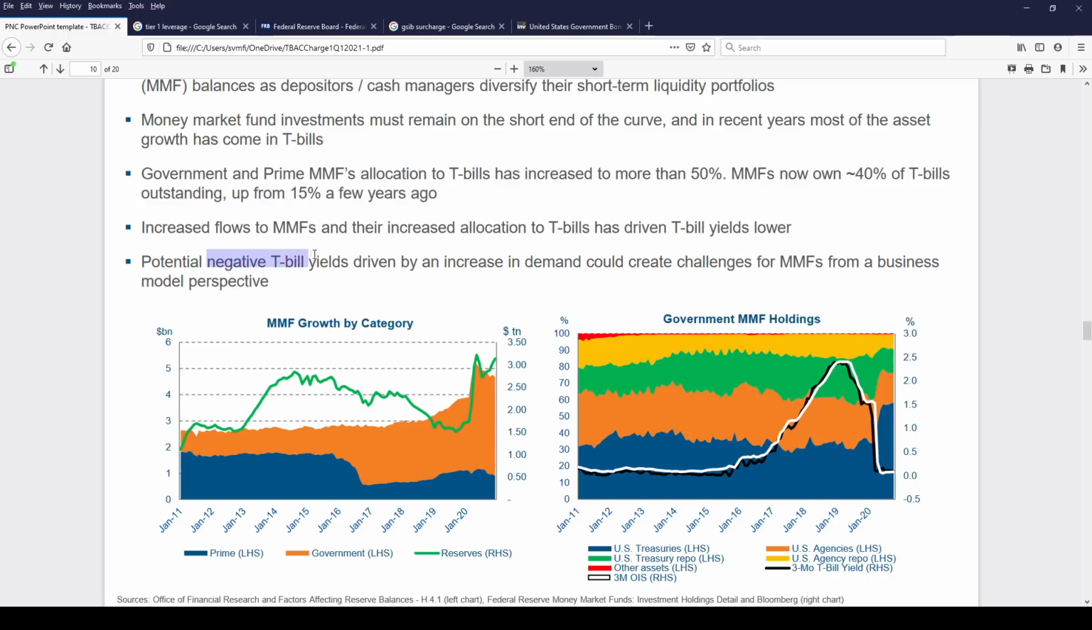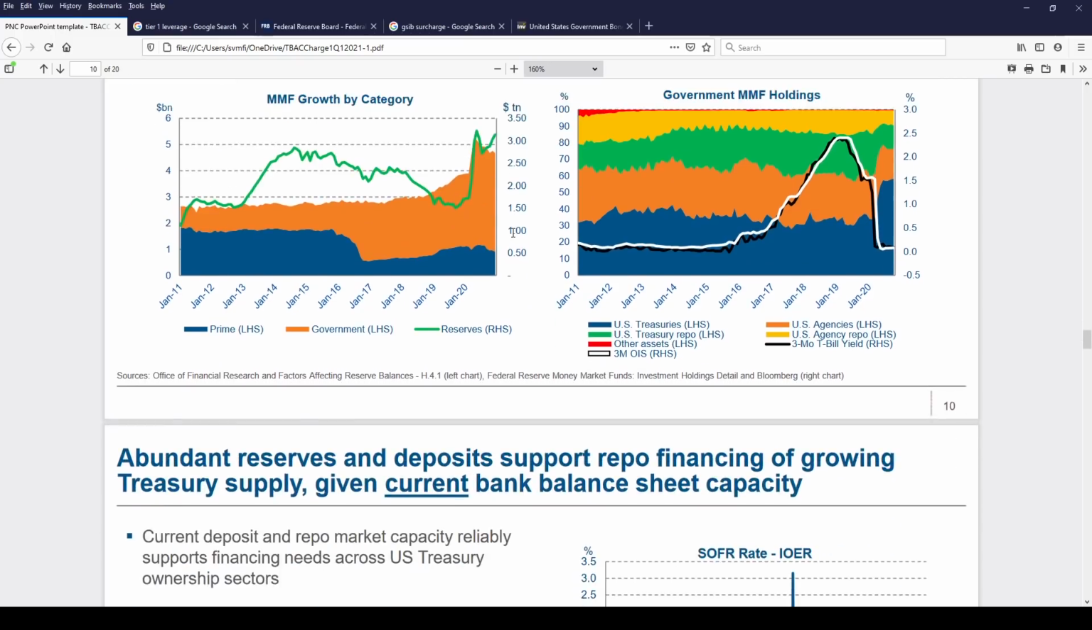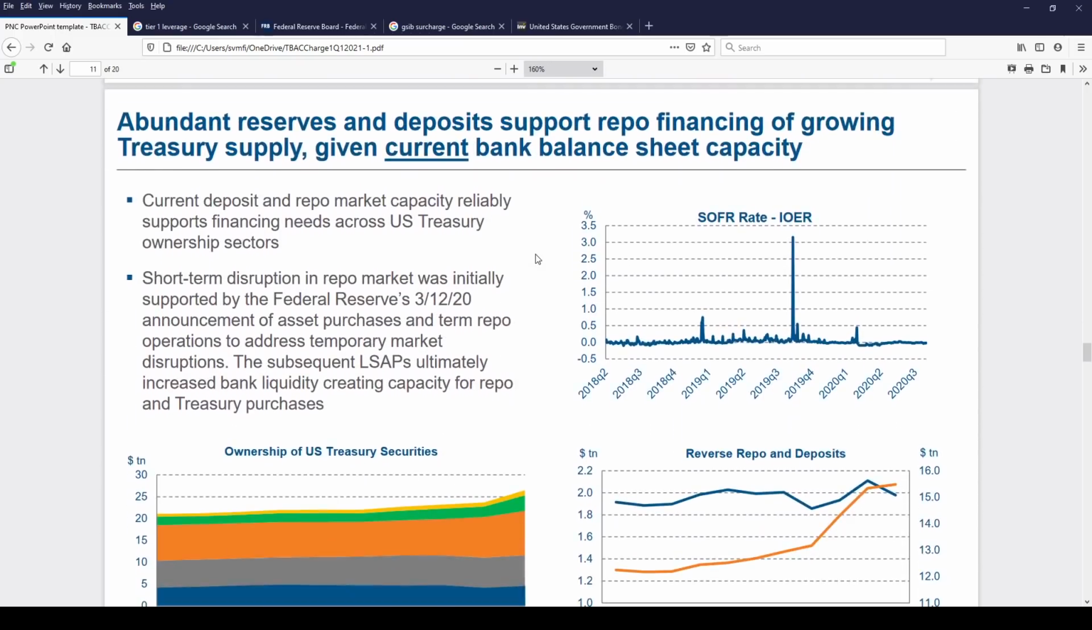So this is going to be a potential negative T-bill yields driven by an increase in demand could create challenges for money market mutual funds from a business perspective. Really? I didn't see that coming.